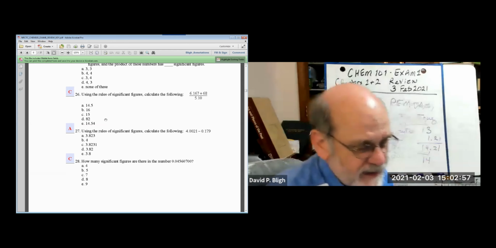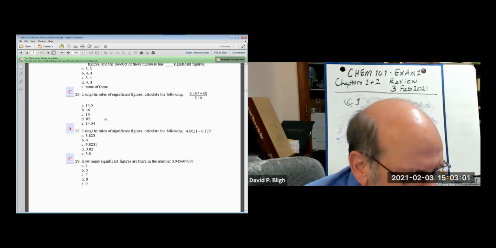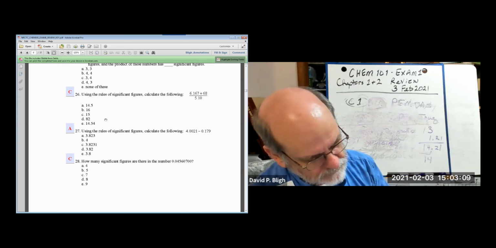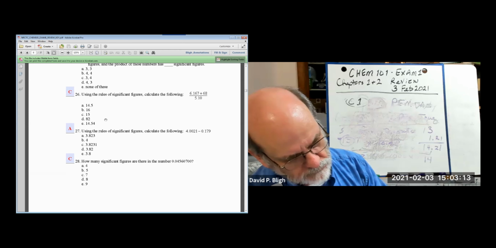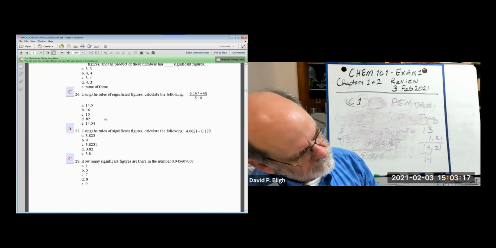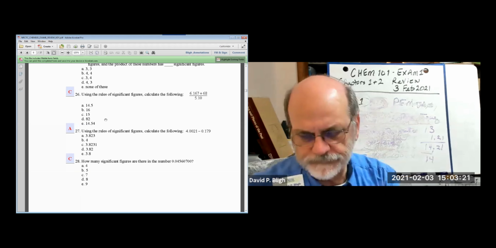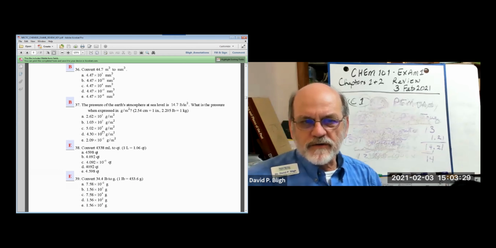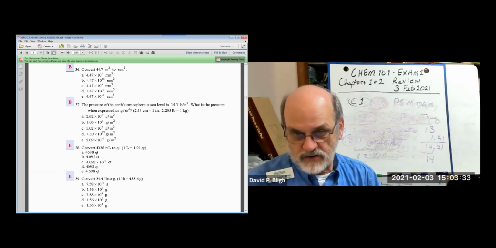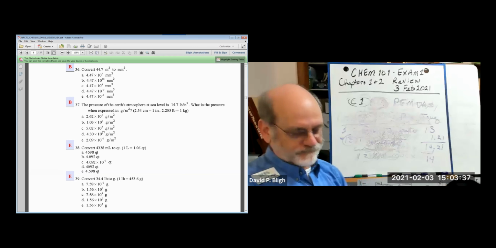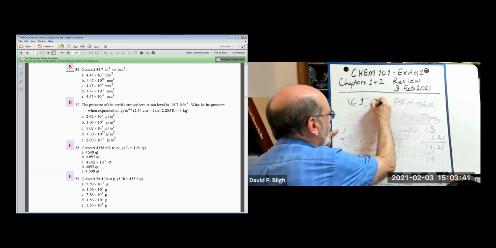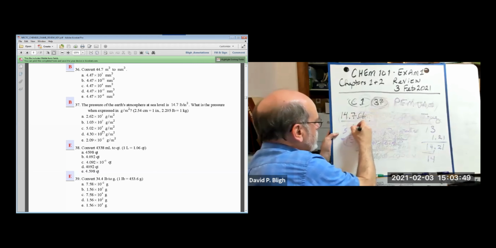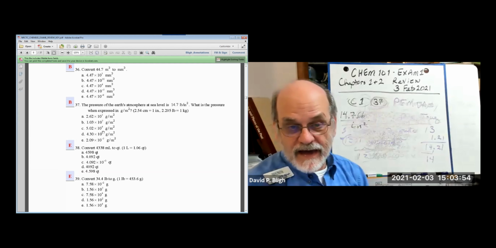All right. Let's see. Let's look at about 37. Here we go. Pressure of the Earth's atmosphere at sea level is 14.7 pounds per square inch. What's the pressure in grams per square meter? So let's see, we got 37. And we're starting off with 14.7 pounds per square inch. Okay. And we want grams per square meter.